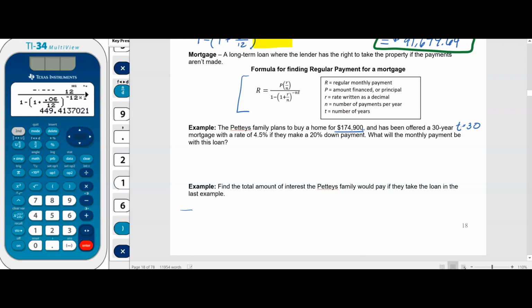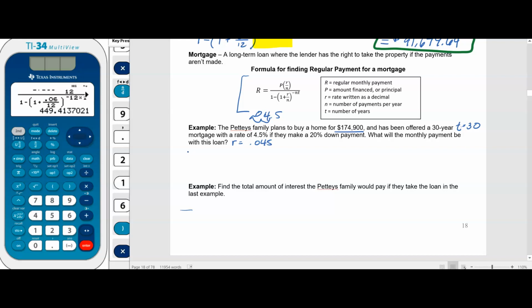Now I'm not going to jump and say that the $174,900 is the principal, because a lot of times with home loans people put down a down payment, so that's probably not going to be the principal. With a rate of 4.5%, so I'm just going to write down rate equals 0.045. I just took that decimal and moved it 2 spots to the left. If they make a 20% down payment, what will be the monthly payment?